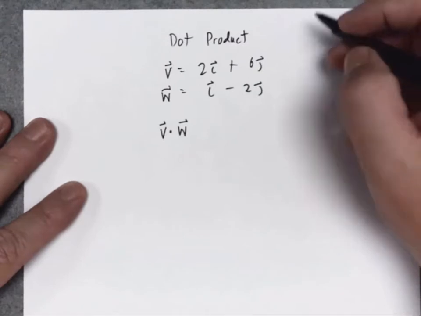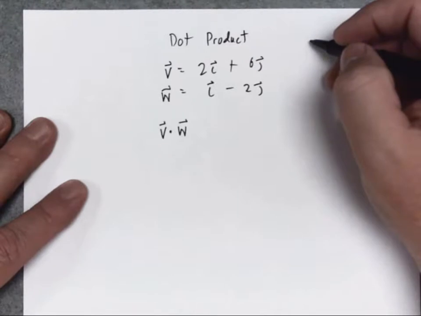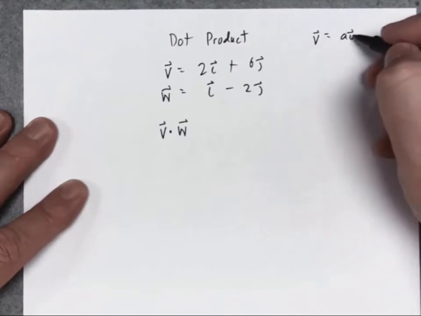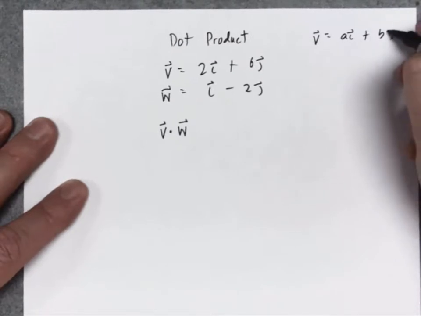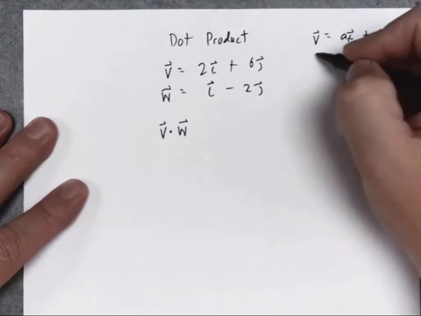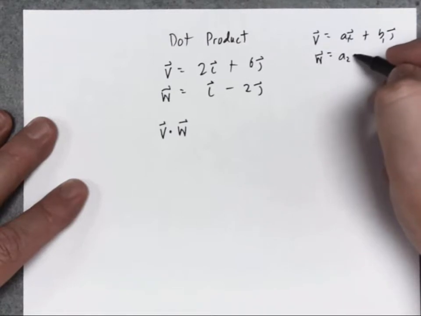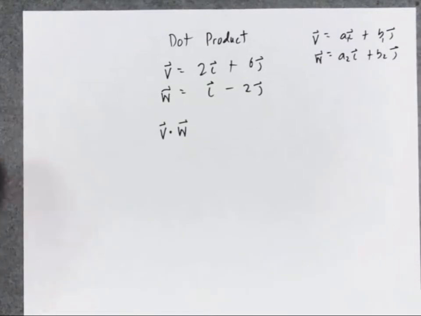Let me actually go over here and define it. Let's say in the general case, vector v we'll call a times unit vector i, plus b times unit vector j. Actually, we'll call them a1 and b1. Vector w would be a2 times i plus b2 times j.